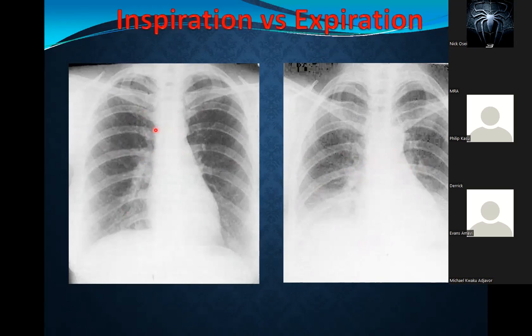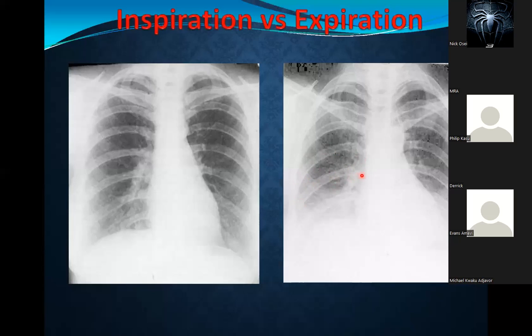Now, the advantage is that when you ask the person to breathe in deeply, the diaphragm moves, and you're able to see much more of the chest. On the right, the diaphragm is higher up, so it's difficult to see the lower lung bases. Also, because of the inspiration, the posterior ribs here look more horizontal compared to this one, where the ribs have come down. I don't know if you can see this one.